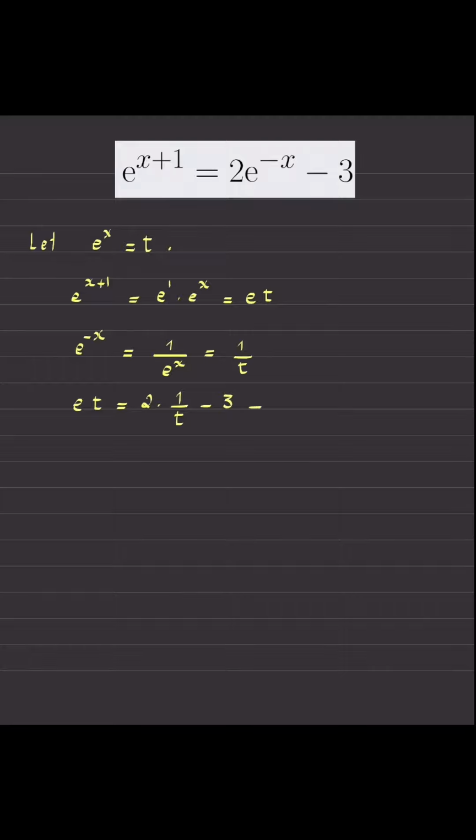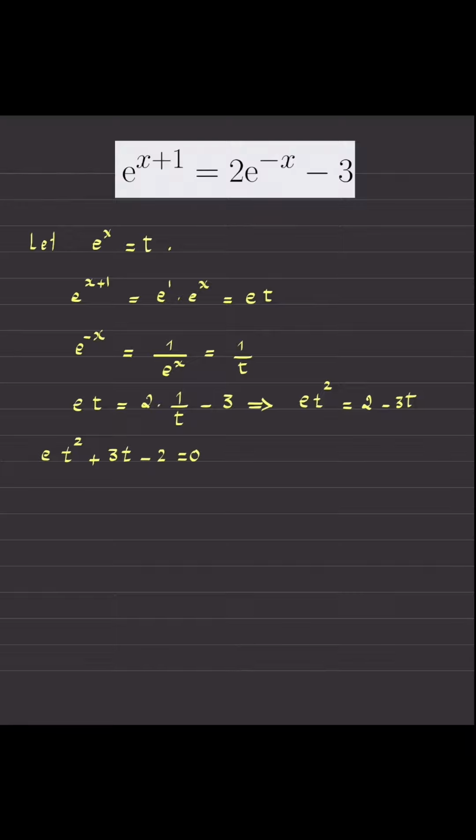But this is an equation with a fraction. I want to get rid of the fraction as soon as possible, so I multiply everything by t. The left hand side becomes e t squared. The t that I multiply will cancel this t, so I am left with just 2, and minus 3 becomes minus 3t. But now you see that this is a quadratic equation in terms of t, so I have to move everything to the left. So I have e t squared plus 3t plus minus 2 equals 0.